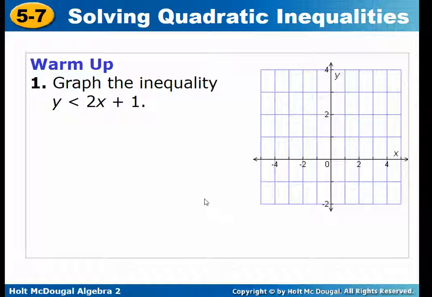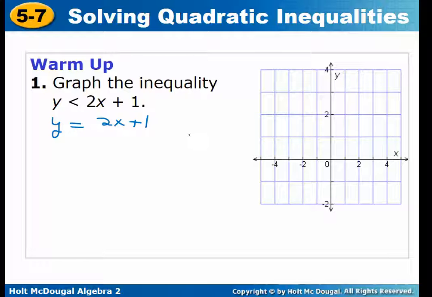Hello, this is Ms. DB, and today we are going to talk about Chapter 5, Section 7 on solving quadratic inequalities. So before we begin, I want to remind you about solving linear inequalities, such as y is less than 2x plus 1. If you were going to graph this, you would graph it just as if you had the equation, instead of an inequality, an equal sign there, which would be y equals 2x plus 1.